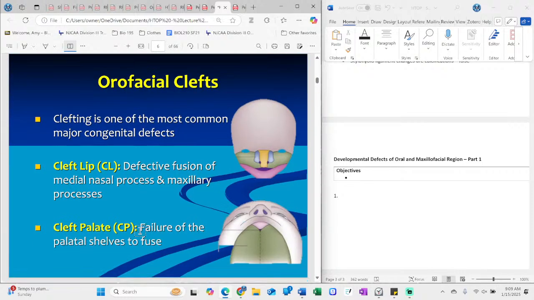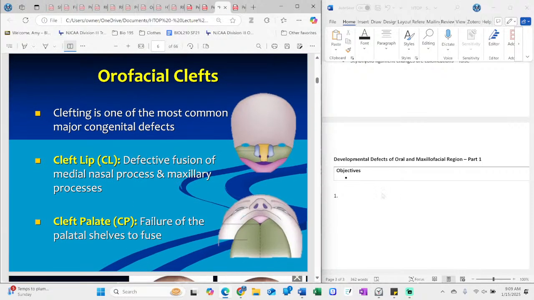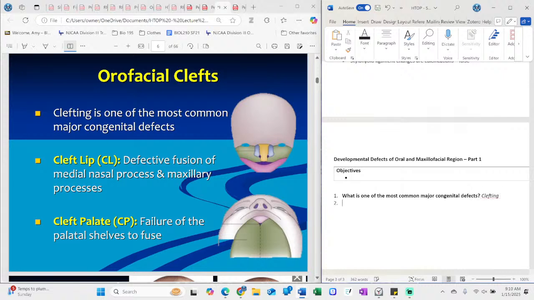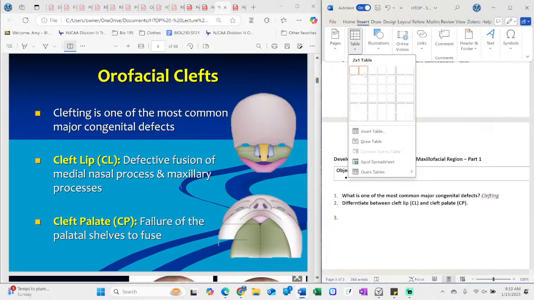So clefting, orofacial clefting, is one of the most common forms of major congenital defects. We very commonly see cleft lip, cleft palate. So what gives rise to cleft lip? When there is defective fusion of the medial nasal process and the maxillary process, that is when cleft lip arises. What gives rise to cleft palate? Cleft palate is when there is failure of the palatal shelves to fuse.